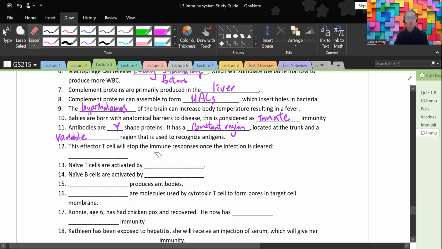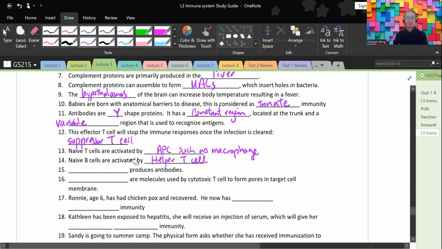This effector T cell will stop immune responses once the infection is clear. That will be the job of suppressor T cell. Naive T cells are activated by APC, such as macrophage. Naive B cells are activated by helper T cell. Antibodies are produced by plasma cells.